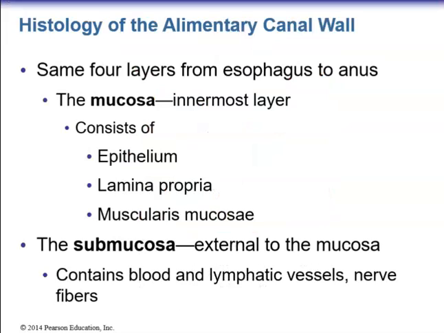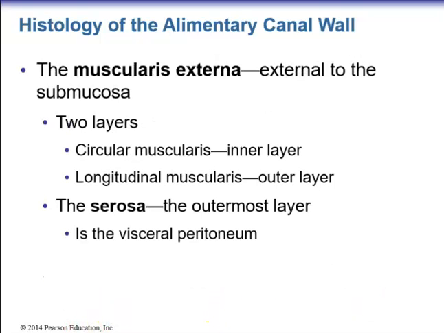And just quickly talking about the histology of the alimentary canal wall. Same 4 layers are seen from the esophagus to the anus. So we have the innermost layer known as the mucosa, consisting of epithelium, lamina propria, as well as muscularis mucosa. We have then the submucosa, which is outside or external to the mucosa, that contains blood and lymphatic vessels as well as nerve fibers. The next layer is the muscularis externa.